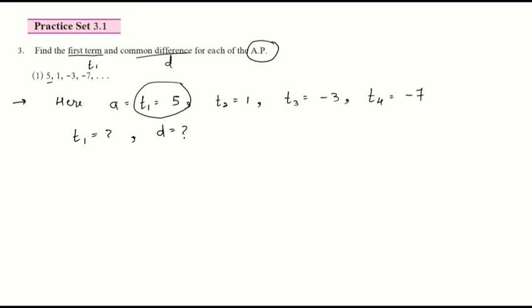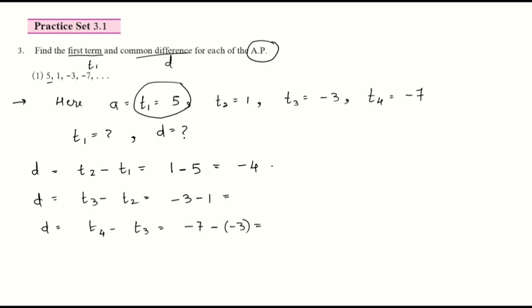Let us find the difference of the AP. So how is the difference found? D is equal to T2 minus T1. If we subtract the first term from the second term, we will get the difference. So what is T2? T2 is 1 minus, what is T1? 5, is equal to, we got it as minus 4.